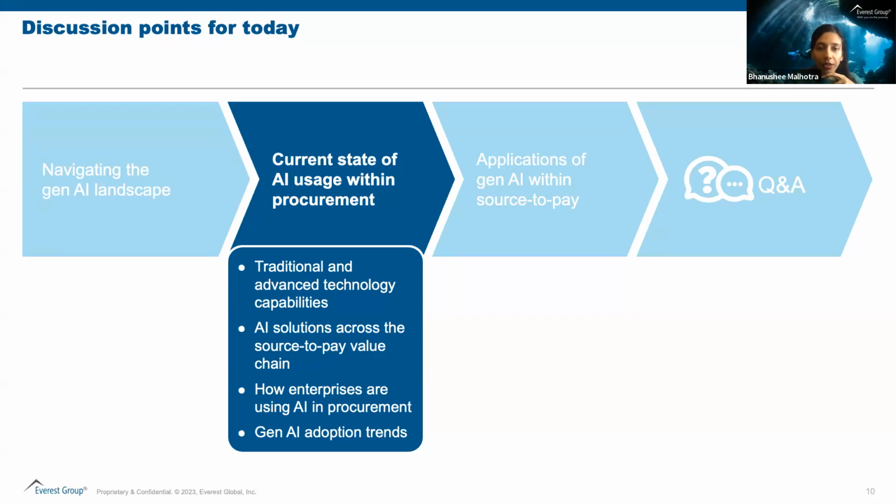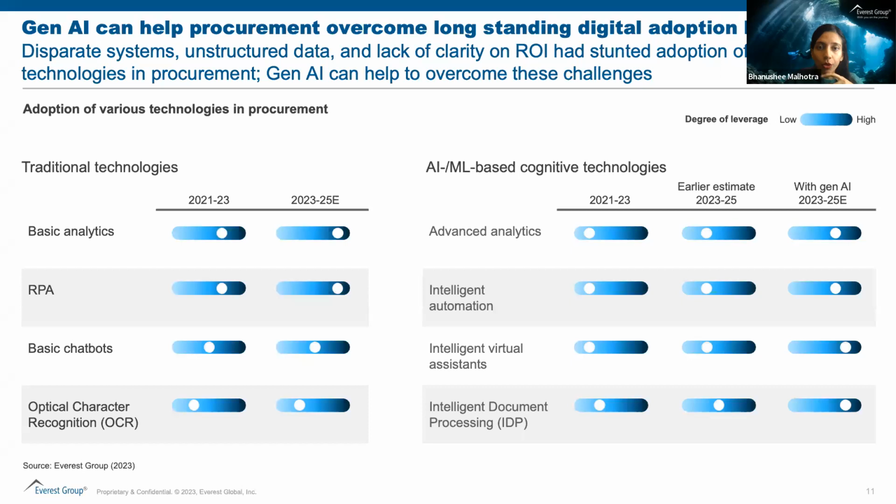All right, so coming to procurement. What we have seen traditionally is a lot of disparate systems across the organization, unstructured data, and of course, lack of clarity on the ROI of investing in technology, which has been a key barrier for procurement to keep investing in tech and upping its game.